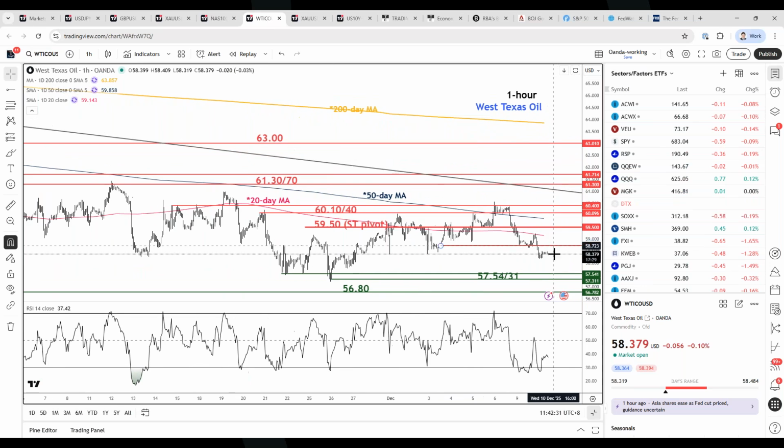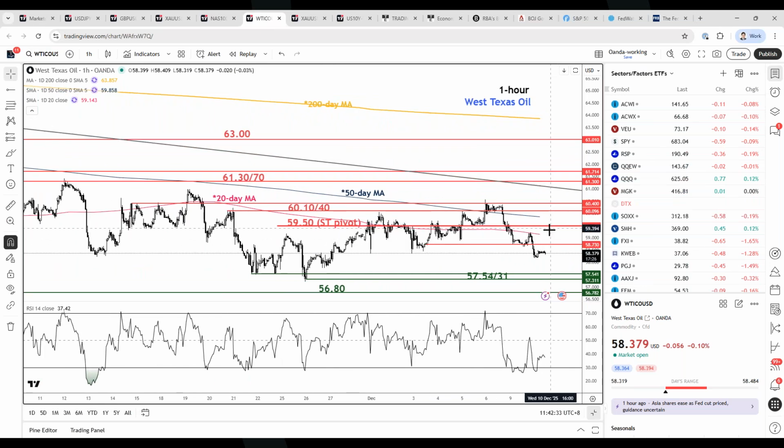Only a bullish breakout above 58.50 will negate today's bearish bias view, to see it floating up to retest the upper limit of this minor sideways range configuration at 60.10/60.40. All right, so that's for West Texas oil.